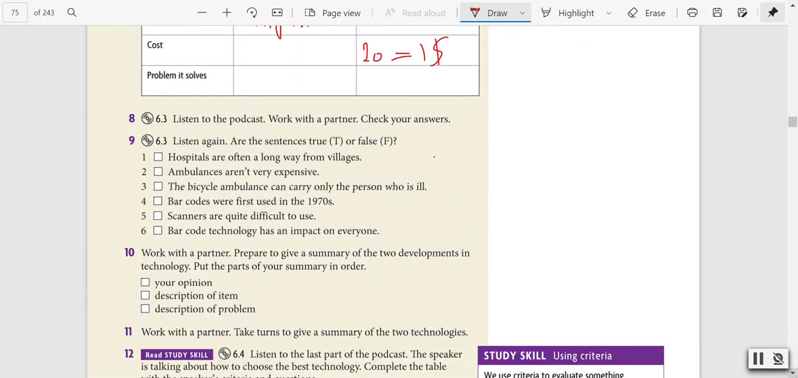In this exercise, we have some sentences about the information that we hear.